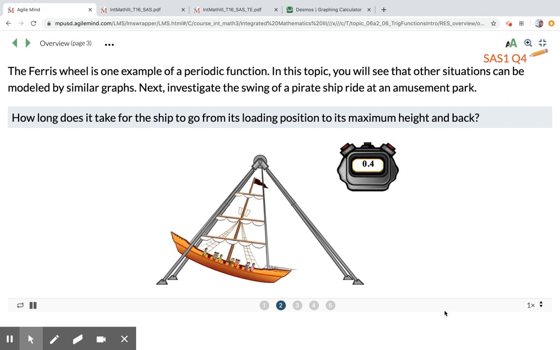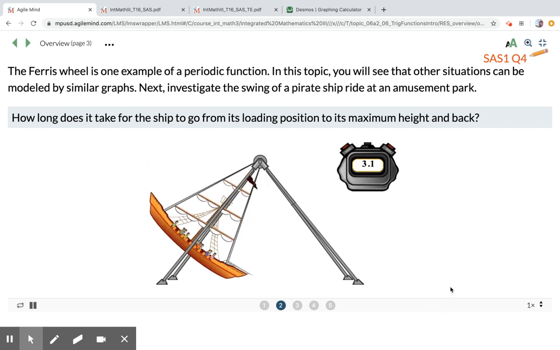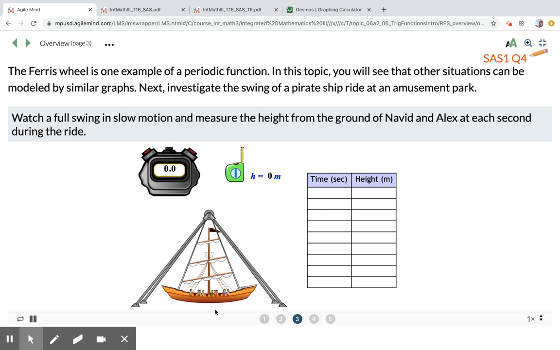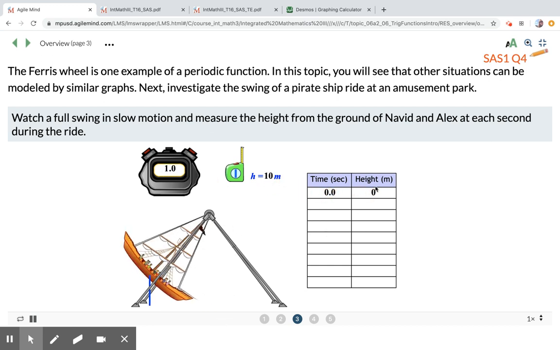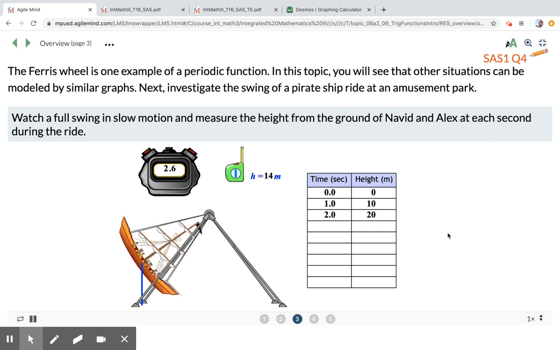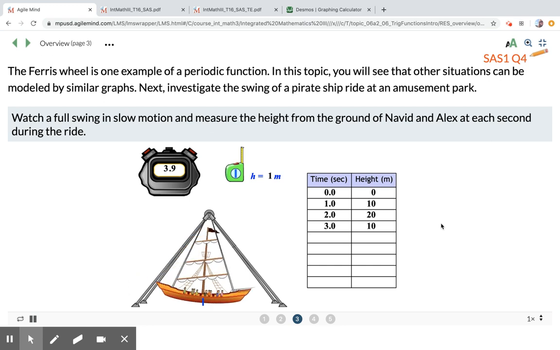All right, so first things first, how long does it take to go back and forth? Well, looks like it takes about 4 seconds. 2 to go up, 2 to come back down. And again, we're using this middle guy here. So at 0 seconds, we're 0 meters above the ground. We're in meters now, not feet. After 1 second, we're 10 meters off the ground. 2 seconds, we're 20 meters off the ground. 3 seconds, we're back down to 10 meters off the ground. And at 4 seconds, we're back on the ground.